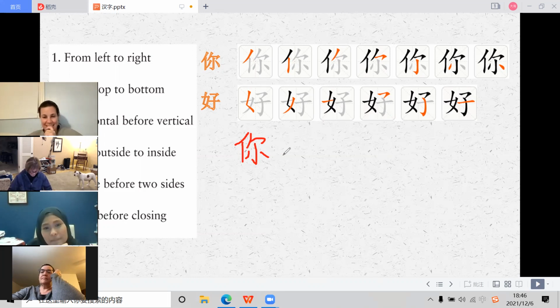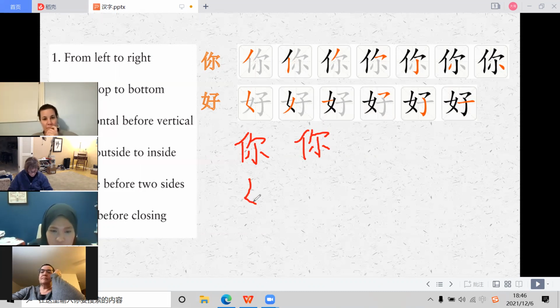Yeah. So we can say 你: 撇, 竖, 撇, 横折, 竖钩, 点, 捺. And 好, from left to right. Hao, left, right.